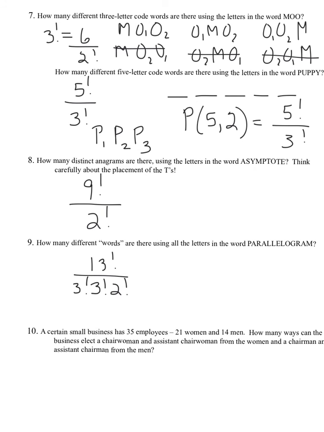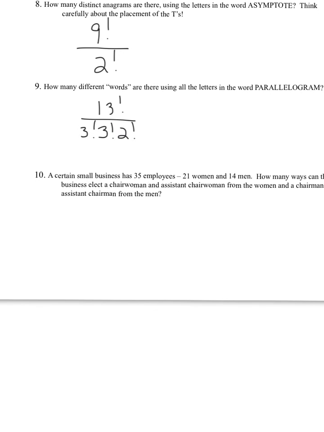And finally, for question 10, we have 2 events here. We need to pick 2 women and 2 men, and certainly order matters. Being assigned a chairwoman is different than an assistant chairwoman. So the first event is to pick from the 21 women 2. And then the second event is to pair that with, from the 14 men, we're going to find all ways of ordering 2. So this is the number of ways that we can choose what we need to choose for this.